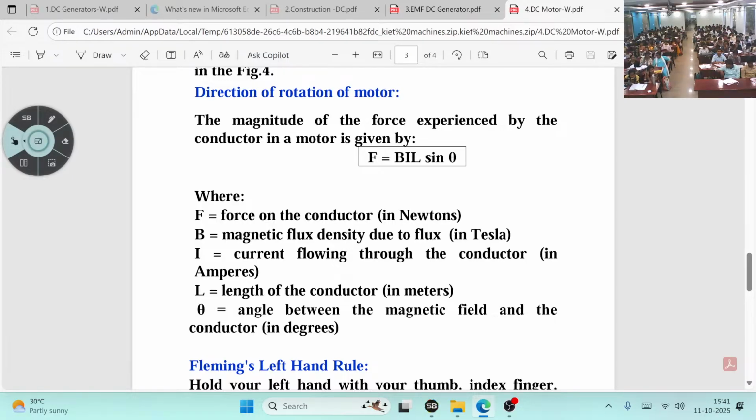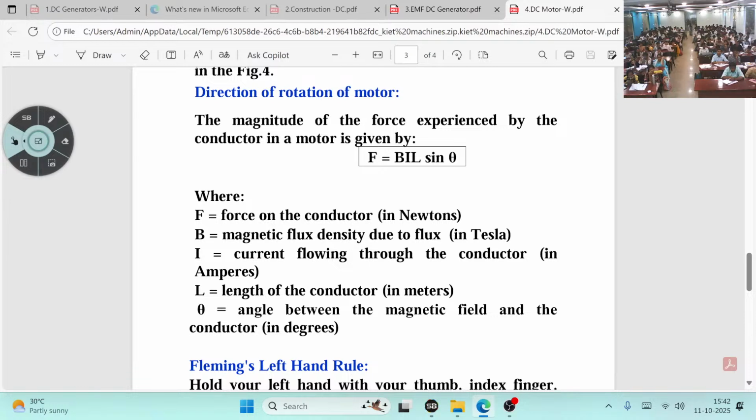What is meant by B? Flux density. What is the unit? Tesla. I is the current flowing through the conductor. Depending upon the current flowing, it will start rotating. F is BIL sin theta. What is L? Length of the conductor. How much winding we are using? So the force exerted on the conductor or group of conductors is determined by BIL sin theta.